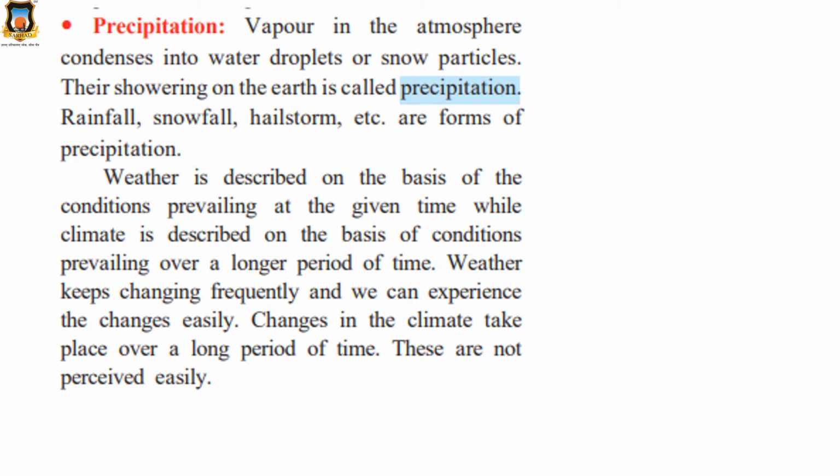Next is precipitation. Now, what is this precipitation? Vapor in the atmosphere condenses into water droplets, or snow particles if the temperature is low. Their showering on the earth is called precipitation. When this vapor comes in different forms on the earth, this is called precipitation.